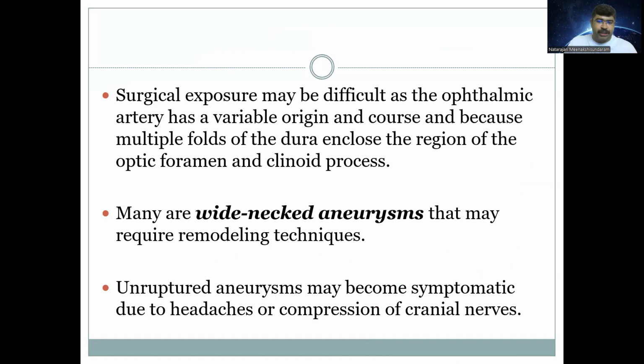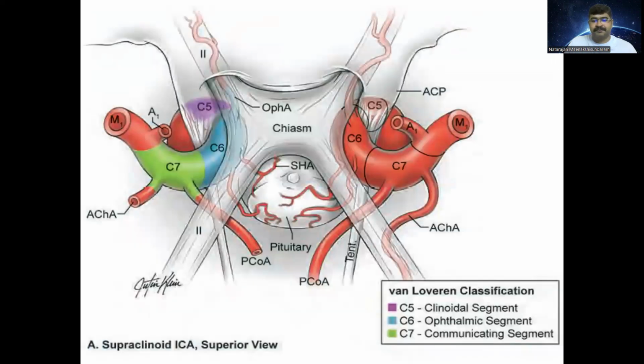Surgical exposure may be difficult as the ophthalmic artery has a variable origin and course. Most of the time they are wide-necked aneurysms that may require remodeling techniques. Unruptured aneurysms may become symptomatic due to headache or compression of the cranial nerves.